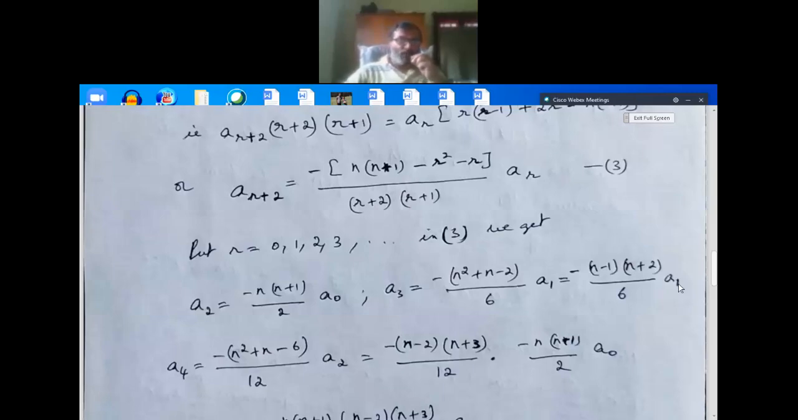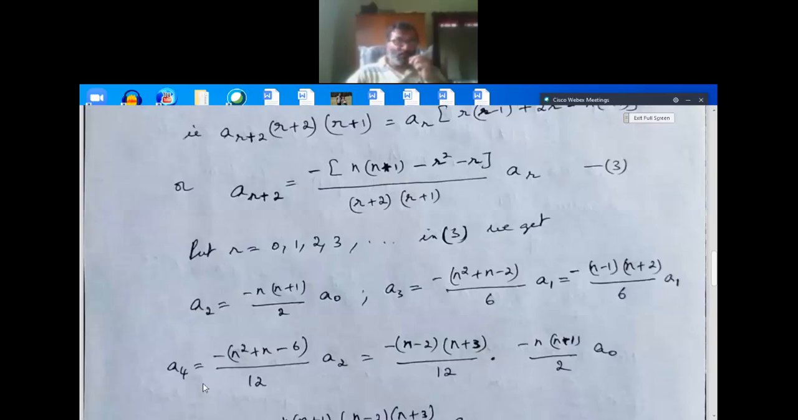Now I will find a4. To get a4, I should put r equals 2. So when I put r equals 2, minus of n into n plus 1 into r is 2 means minus 4 minus 2, that is minus 6.